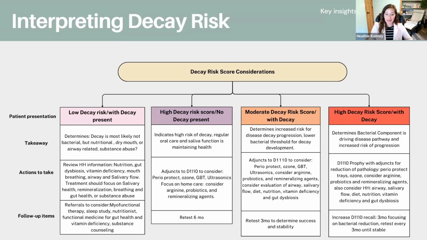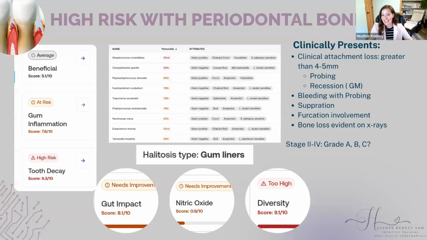Let's dive in a little bit into what you guys came for today. So, high risk with periodontal disease and bone loss. This is someone who is clinically presenting with clinical attachment loss of 4 to 5 millimeters or more of probing. That's including recession, bleeding on probing, possible separation, furcation involvement. Look at your x-rays, figure out your staging and grading.